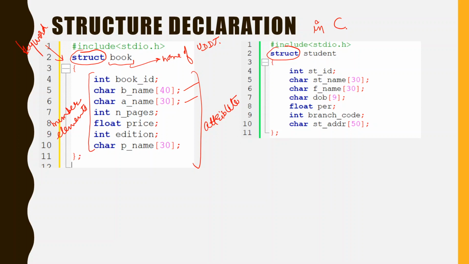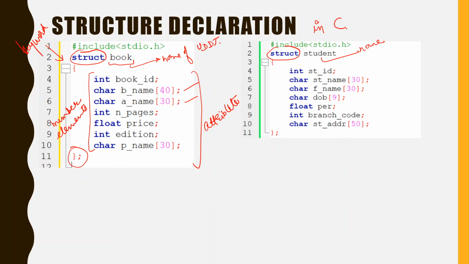Here you can define another structure, that is struct student. Here student is the name of the structure. The name of the structure has to follow all the rules related to identifier declaration, which we have done in variable declaration. One more important thing is that the declaration of a structure ends with a semicolon. This is important to note, because it would produce an error if you don't place the semicolon here.